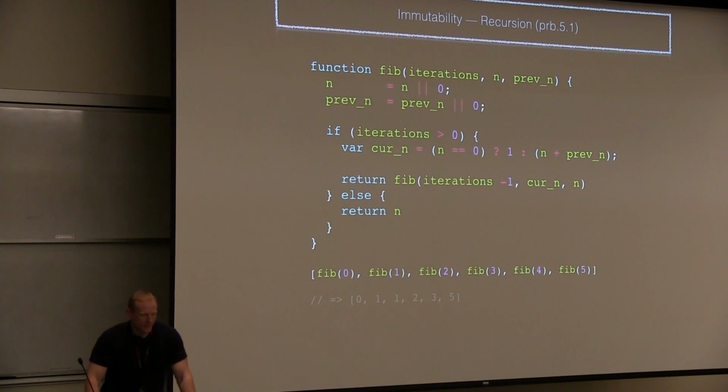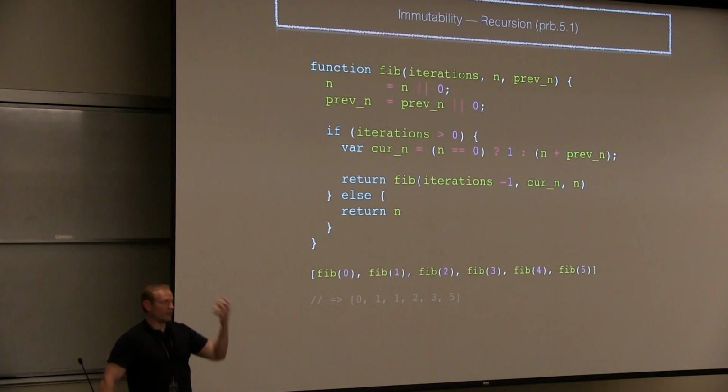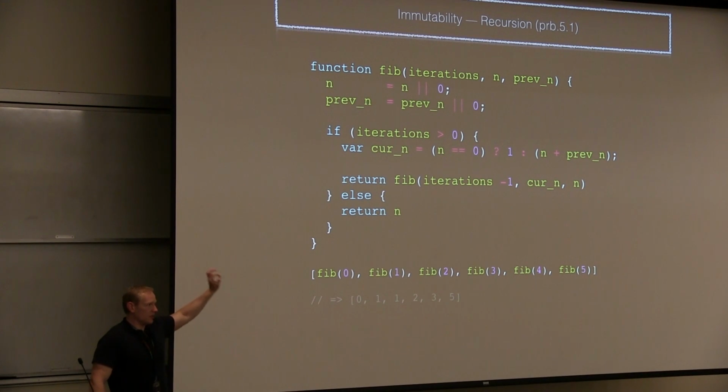The same with prevN. And then if iterations are greater than 0, we're going to have a variable current n that represents either, if n is 0, 1. So that'll be our default case. It'll be the first one that you have to enter outside of a 0. We'll give it a 1 if our current number is 0. If it's not, then we're going to assign it to be the current number, whatever that may be, plus the previous number, which we have already defined up above to be 0 in the case that it's unset.